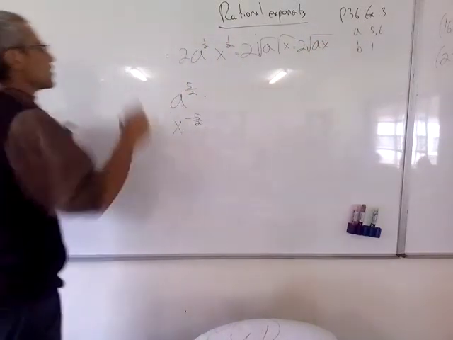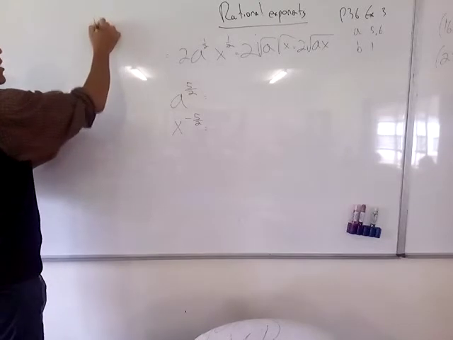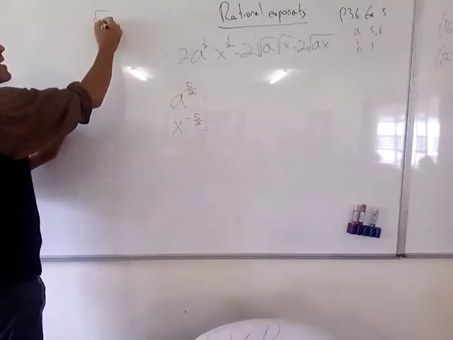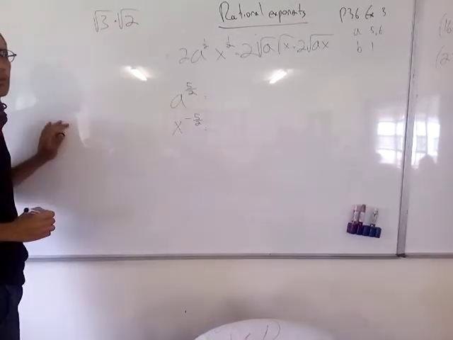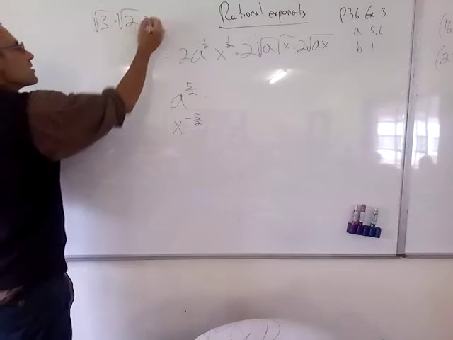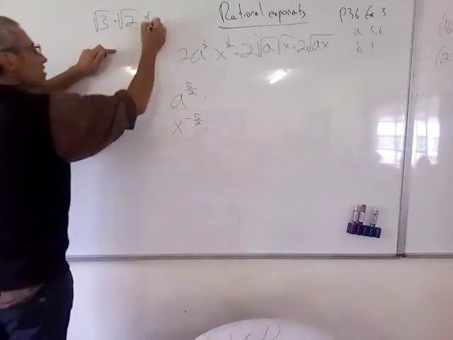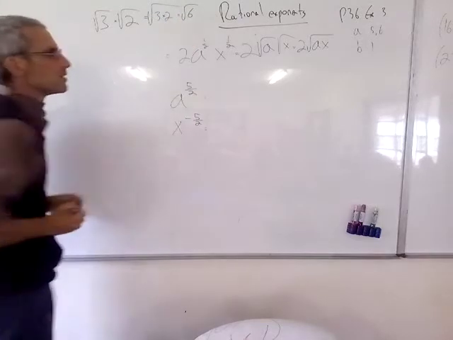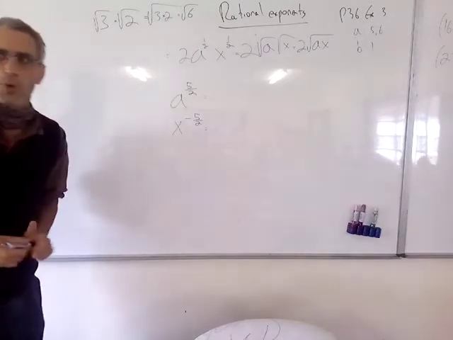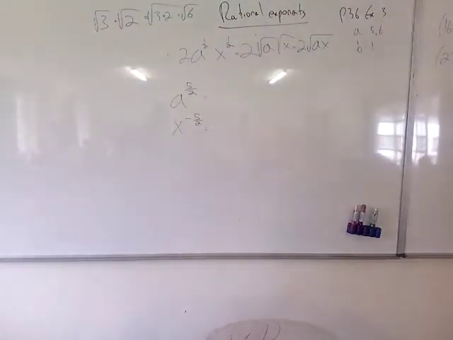Just have a look at this. I'll give you an example. Square root of 3 times the square root of 2. What you can do is put both of these numbers under one square root. It's 3 times 2, the square root of 6. Let me just pause here and see if you're happy with that.